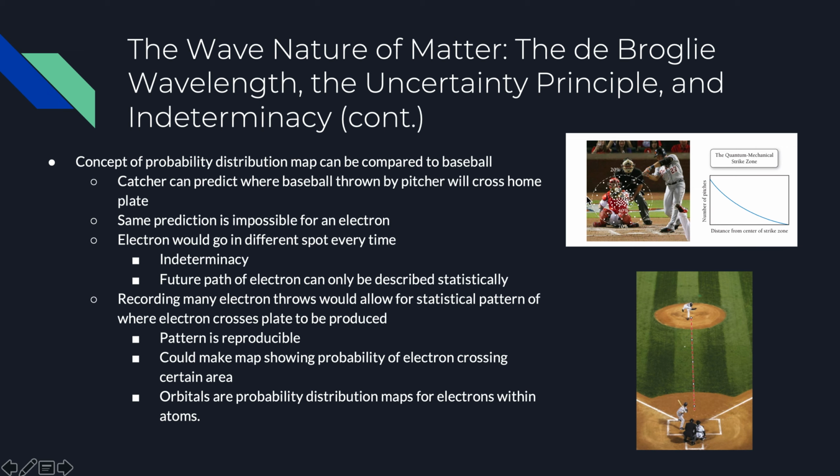So let's just say each ball is an electron, and the pitcher is throwing an electron. And you can see 20%, 40%, 70%. You have the ability to perform a statistical model and create this to make it reproducible. The pattern will be reproducible for the statistics. And this is essentially a map which shows the probability of the electron crossing a certain area. And for an atom, this is an orbital, which are probability distribution maps for electrons within atoms.